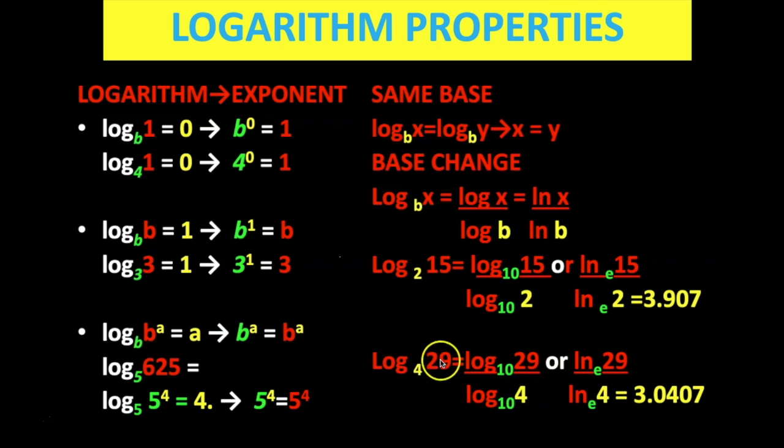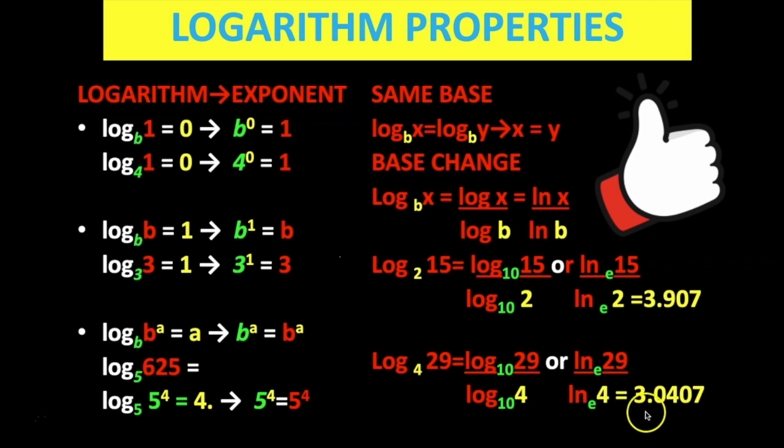So what does this mean? Well, let's go back up here. If I had 2 to the 3.907 power, you could do that on your calculator. Remember, a logarithm is an exponent, so you will get, guess what, 15. Same here. If you want to check this, just try base 4 to the 3.0404 power, and guess what you'll get, 29.